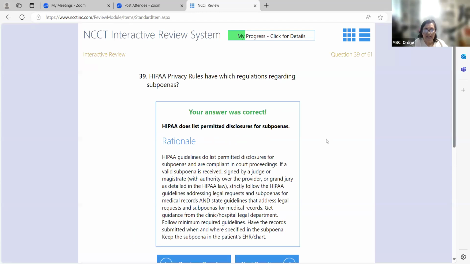It is D. So HIPAA gives permitted disclosures for subpoenas. And what that means is there are certain ways that a subpoena can be disclosed. And so HIPAA does have guidelines for you to follow.